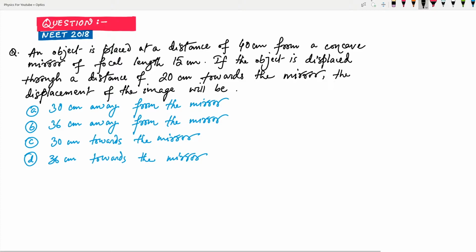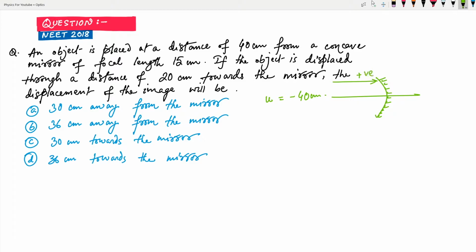So let's see what's given. It says the object is placed at a distance of 40 cm, so u is minus 40 cm. We know it's a concave mirror, and we have learned the sign convention. The direction of the incident ray is taken as positive, and the opposite direction is taken as negative. If the object is here, then we need to go from the pole towards this side, so it will be minus 40 cm. I hope this is clear.